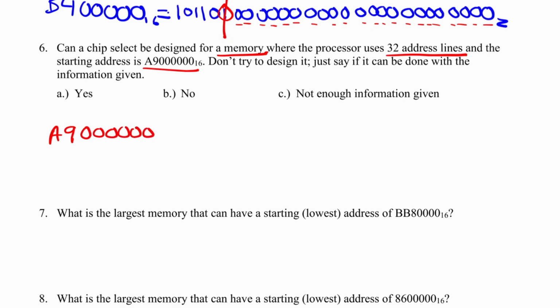Let's go ahead and look at A90000000. So 32 address lines, that's 8 nibbles. I do have 8 nibbles in that address.